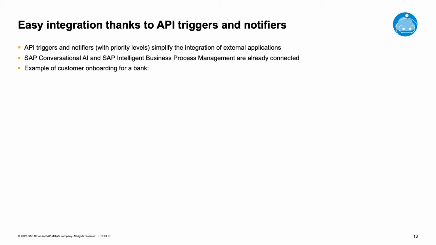Putting together a workflow in the studio is very straightforward, using API triggers and notifiers, which simplifies the integration of external applications. And SAP Conversational AI and Intelligent Business Process Management are already connected.